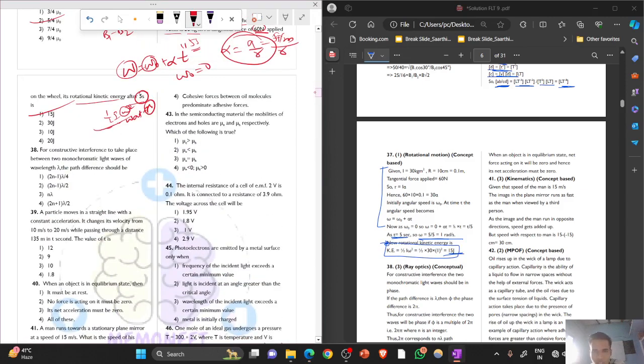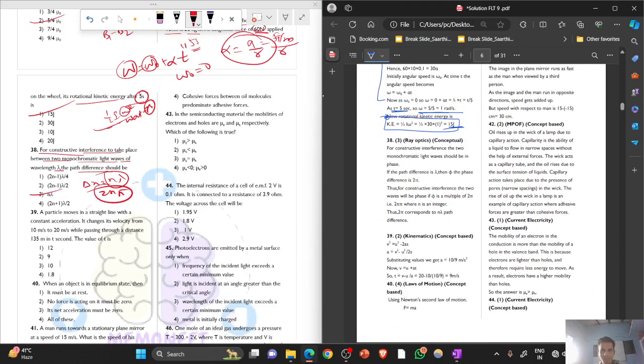Okay. Now moving ahead. For constructive interference to take place between two monochromatic light waves of wavelength lambda, the path difference, it is asking about constructive interference. You know, path difference will be n lambda for constructive interference. This is a simple theoretical question. And phase difference will be 2n pi. You just need to remember it, it's a theoretical question, or you can also read in the theory about this.